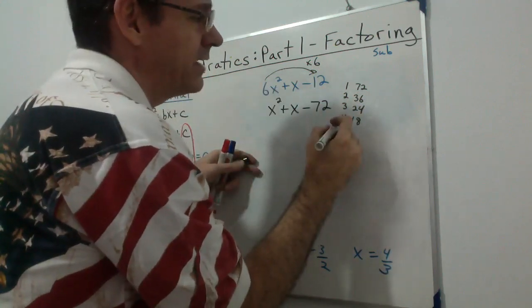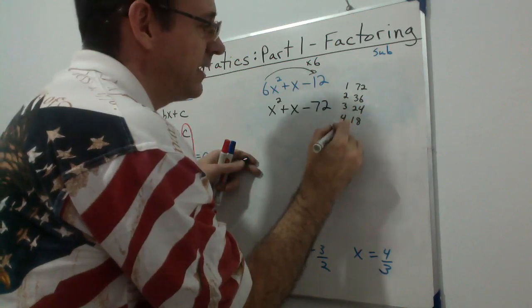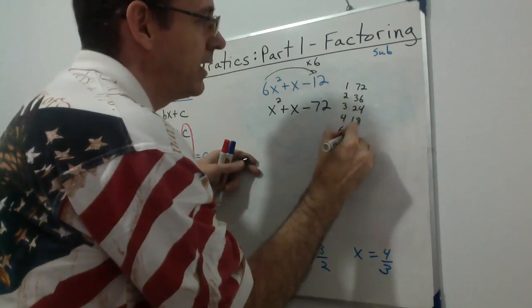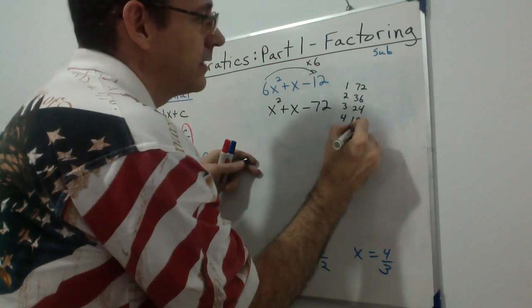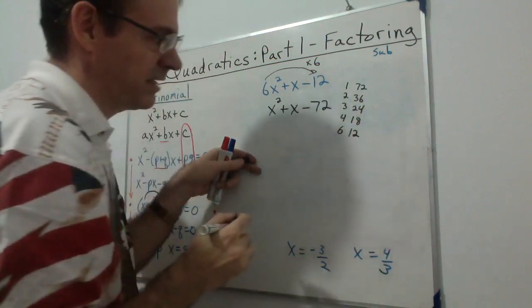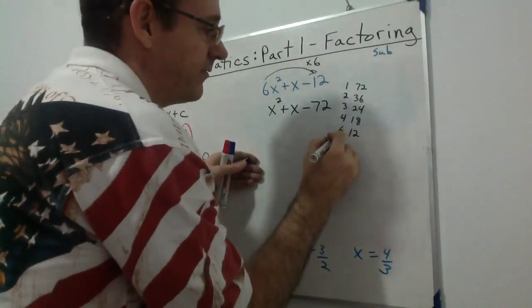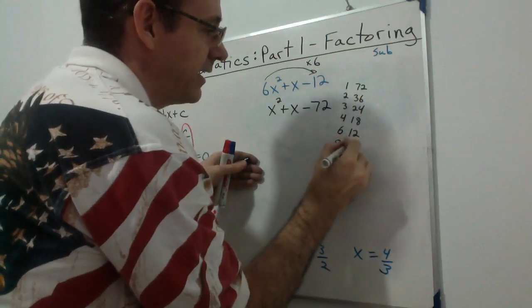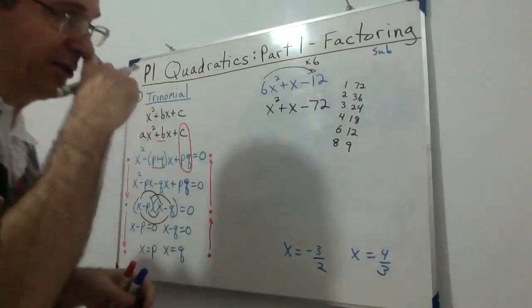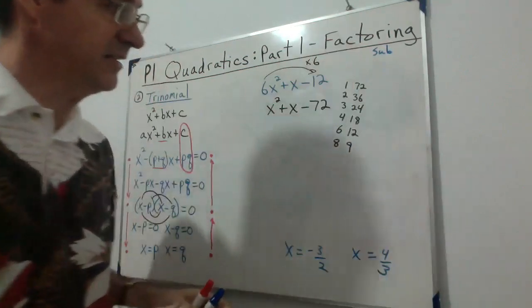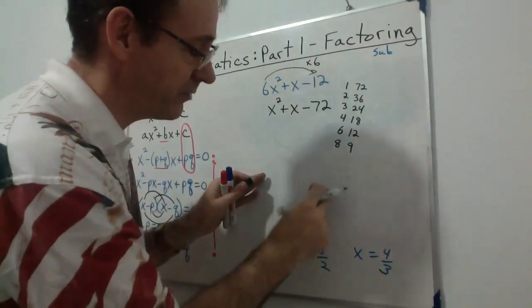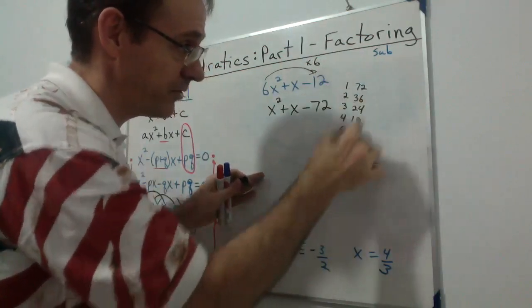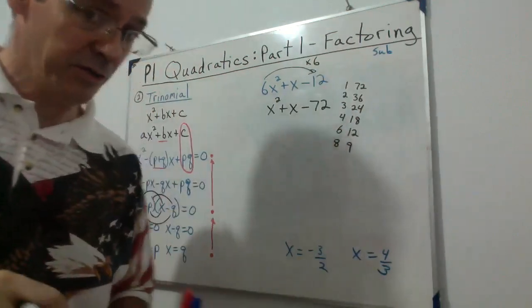4, 5, no, 6. Yeah, 6 goes into it. 6 times 12. 7, no, 8. 8 times 9 is 72. So here's our complete list. You don't have to go 9, 8, 12, 6. Once you see where the numbers start going back up again, you're done.